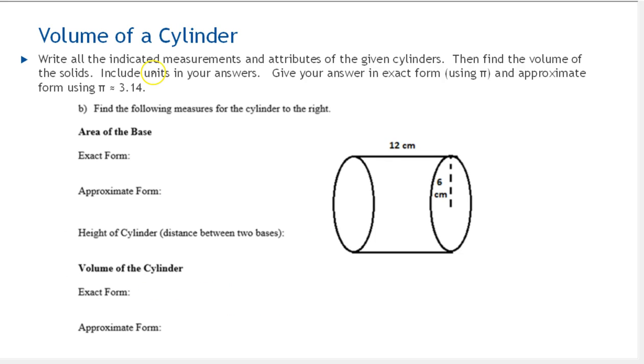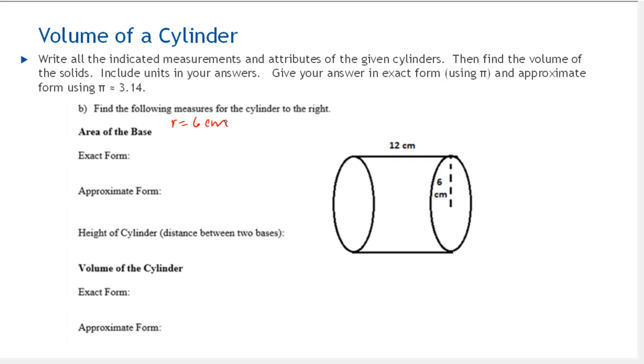Here we have another cylinder, and we're going to perform the same process to find its volume. First we want to find the area of the base. Notice here are the circles. The bases aren't on the top and the bottom here. The way the diagram is given, they're on the left and the right. We need the radius of the circle, which we're given. So the radius equals 6 centimeters.